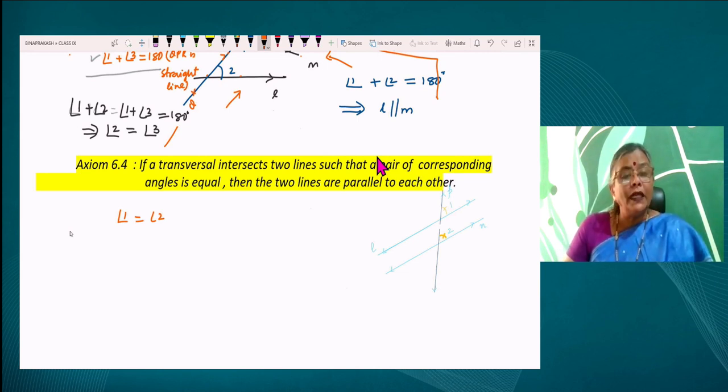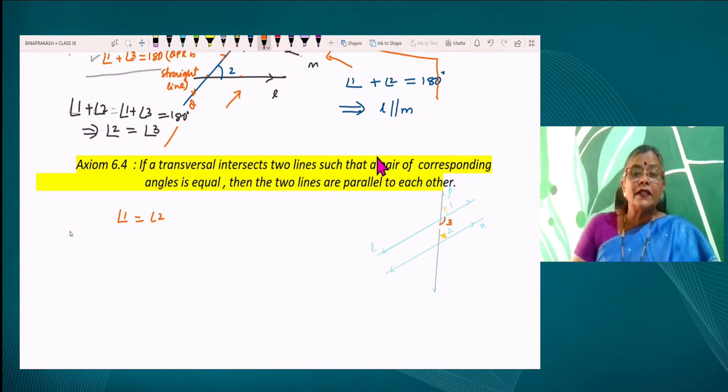1 and 2 are equal. What we need to prove is that the lines are parallel. So when do we get the lines parallel? When we have the co-interior angle sum, that is, this is proved if angle 2 and angle 3 give us 180 degrees. Now again, get back to 3.